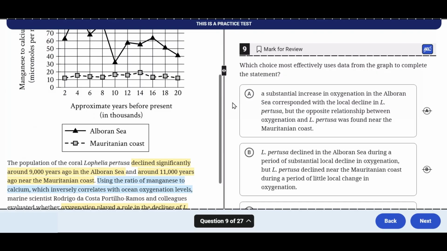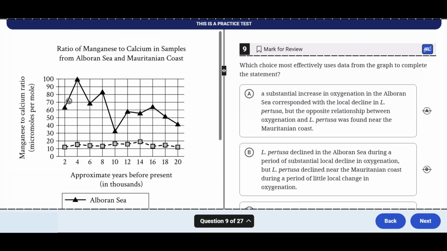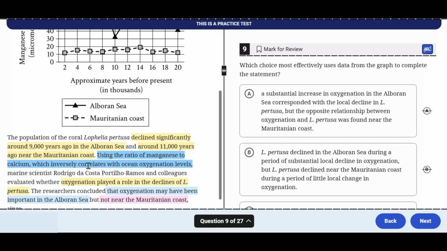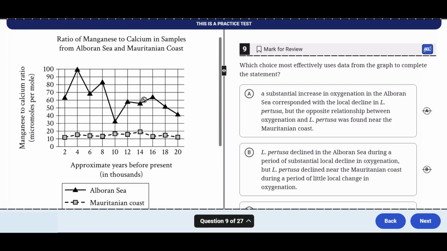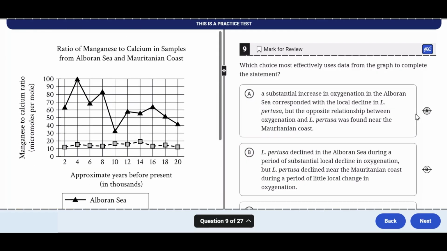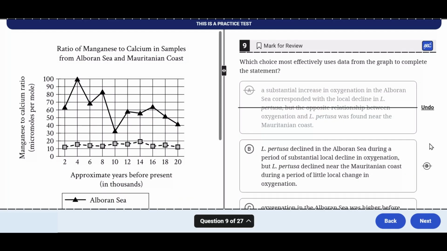A substantial increase in oxygenation in the Albertan Sea corresponded with the local decline in El Portusa. But the opposite relationship between oxygenation and El Portusa was found in the Mauritian coast. Well, we can see that there was actually probably a decrease in oxidation at this time at the Albertan Sea because of an increase in the manganese to calcium ratio, because that's what an inverse relationship means. It's kind of opposite between the two. So we know that can't be it. There's also no change, like this passage suggests, near the Mauritian coast, so double not it.